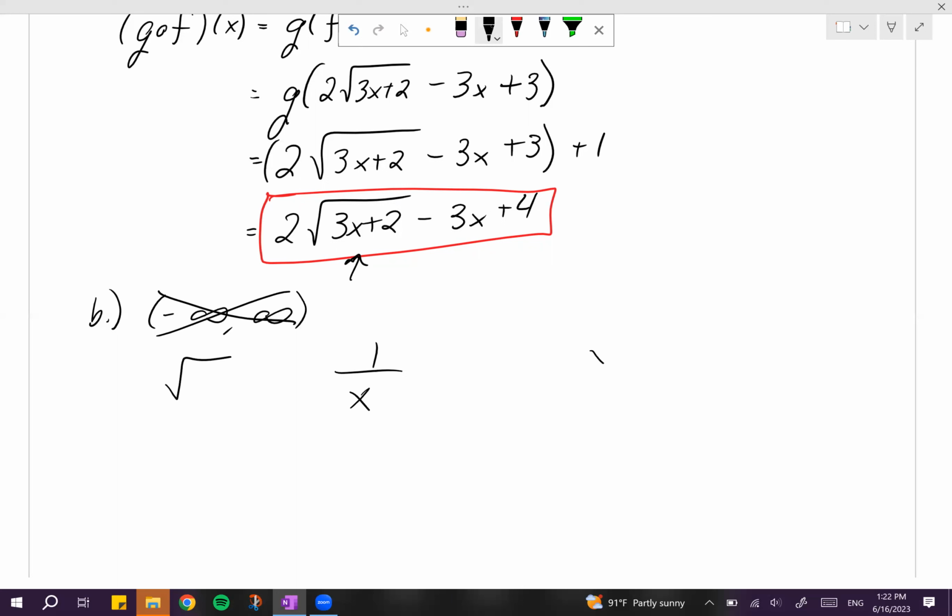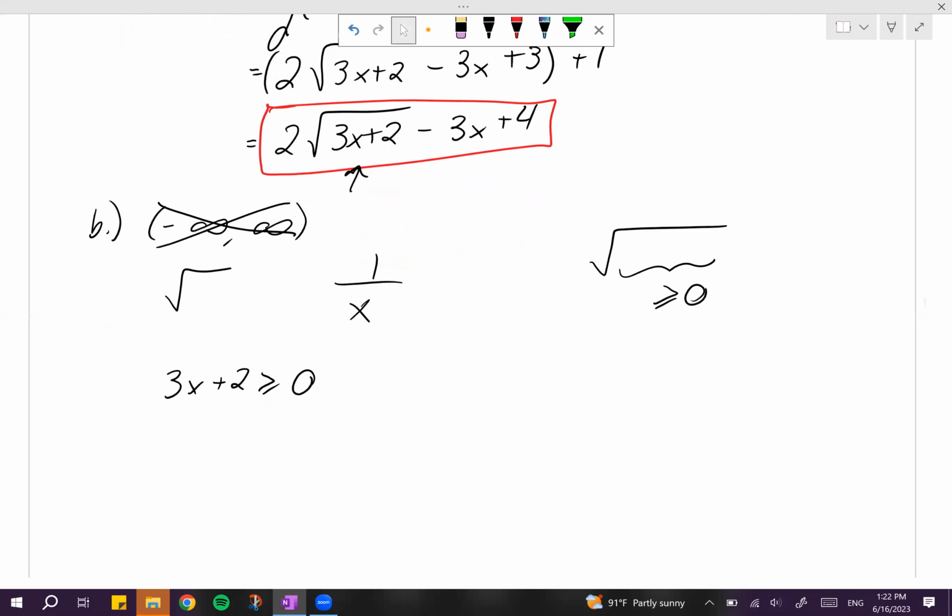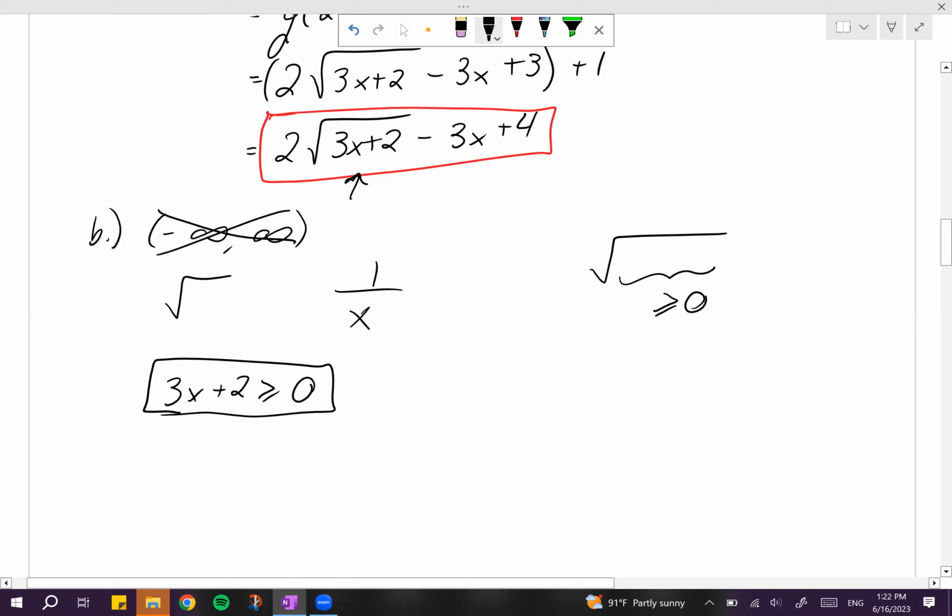So for square roots, we want the stuff on the inside to be greater than or equal to 0. Because if it's less than 0, it's a negative number, and if it's a negative number, we can't take the square root. So we want 3x plus 2 to be greater than or equal to 0. This is the only part of our function that constricts it, because this can be anything. This could go from negative infinity to infinity. But right here, this has to be greater than or equal to 0.